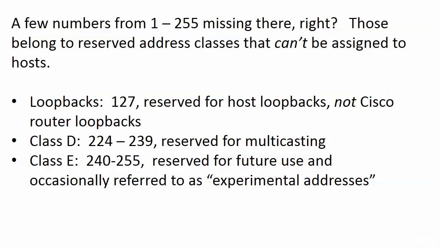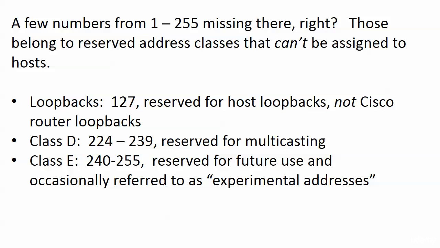And OSPF and EIGRP, two routing protocols you'll be introduced to, as a matter of fact, RIP version 2, these all use an address from that range to do their work. We'll see that in action. But Class D, 224 through 239 is the first octet there.